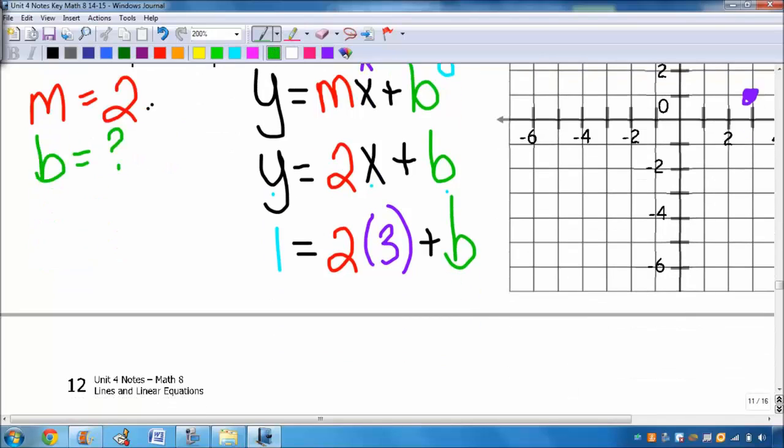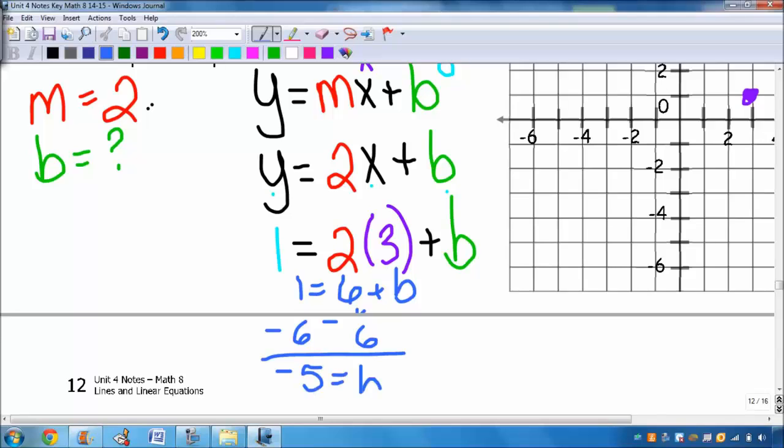Well, guess what? Now I can easily solve this equation. So I end up getting 1 equals 2 times 3 is 6 plus b. Now all I have to do is subtract 6 from both sides. I'm going to write minus 6 right here. Subtract 6 from both sides, you end up getting negative 5 equals b. So b is no longer a mystery. I know that b is negative 5.